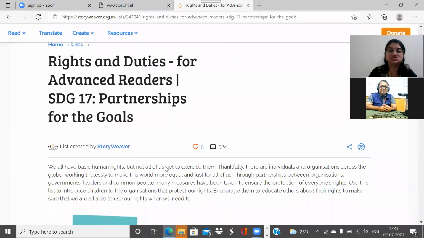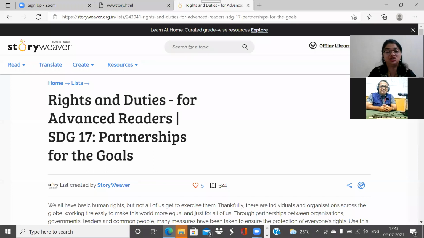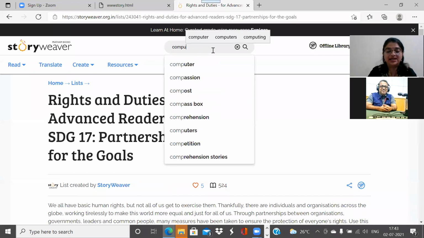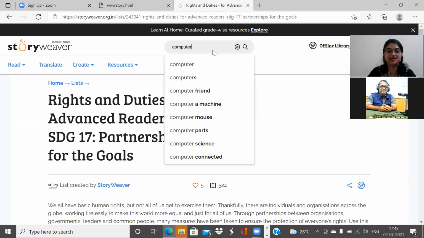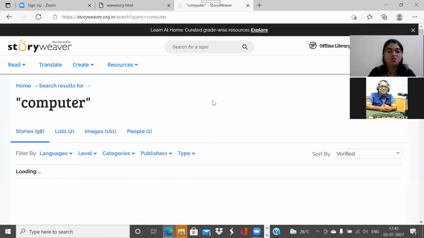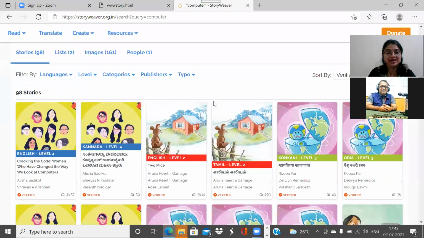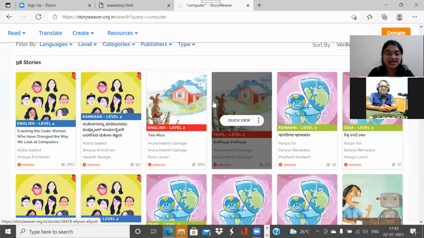Now, what about the other stories which you want to search and use in your class? So you can type over here, search for a topic. Let me type here computer, since many are computer science teachers. They want to know what stories are available for them. See here, and the most important advantage is we have story in most of the Indian languages.